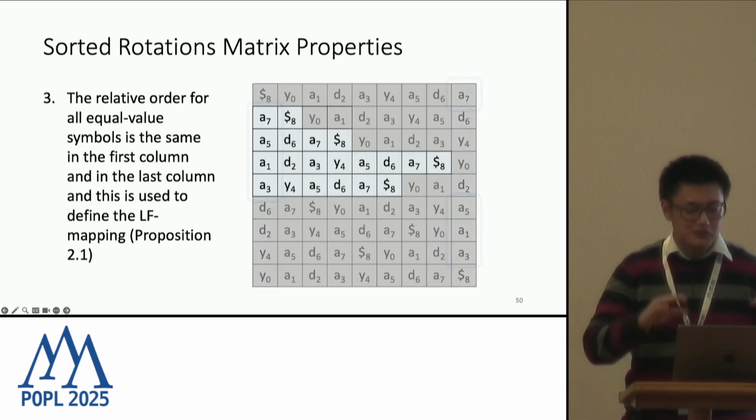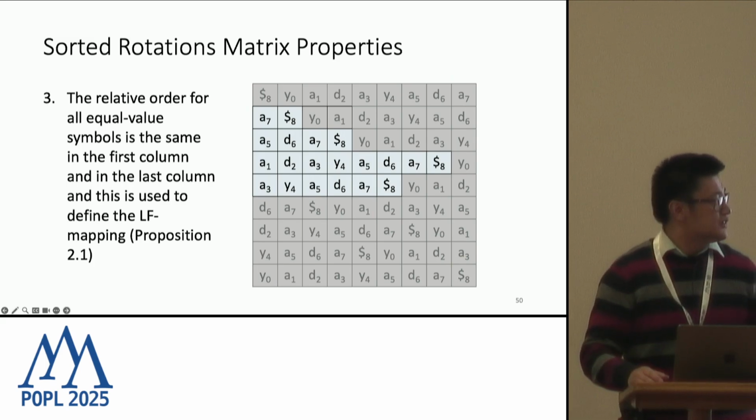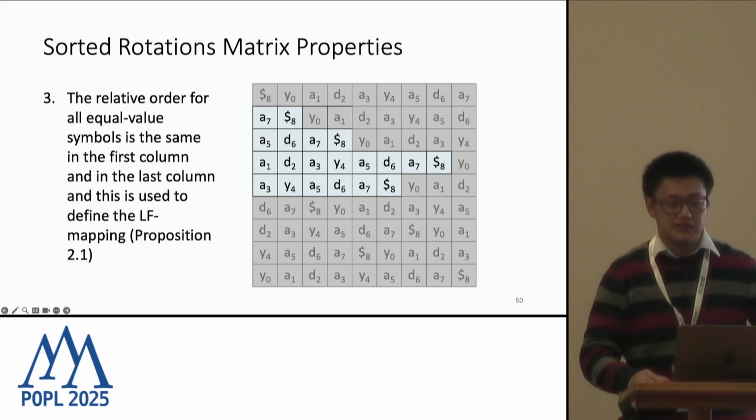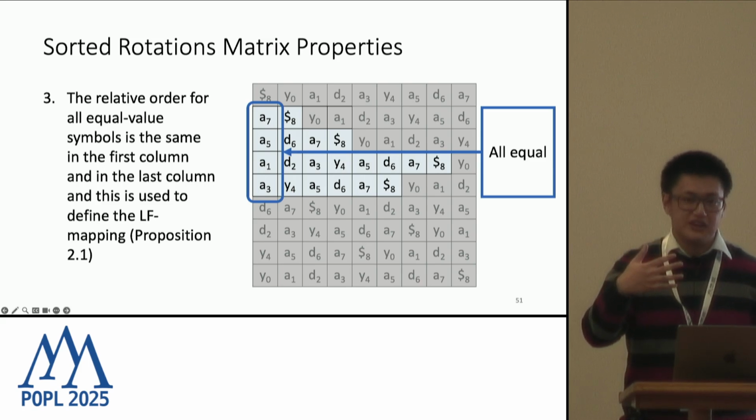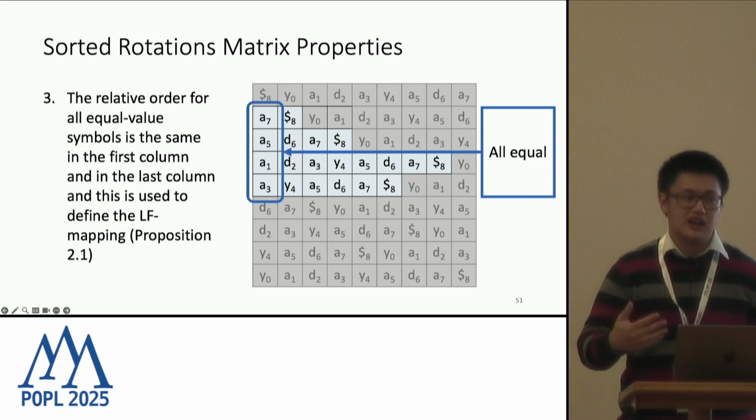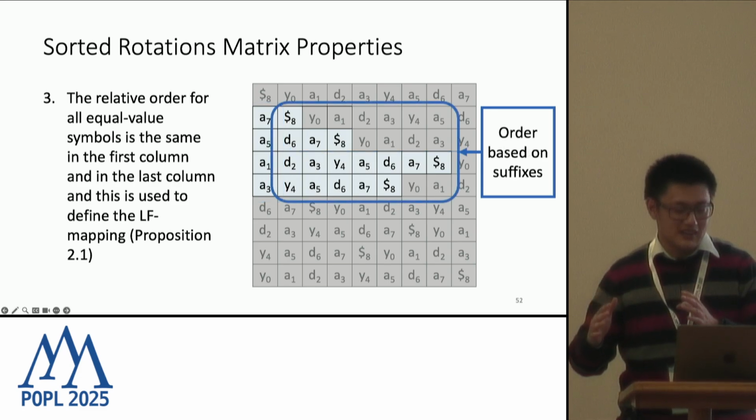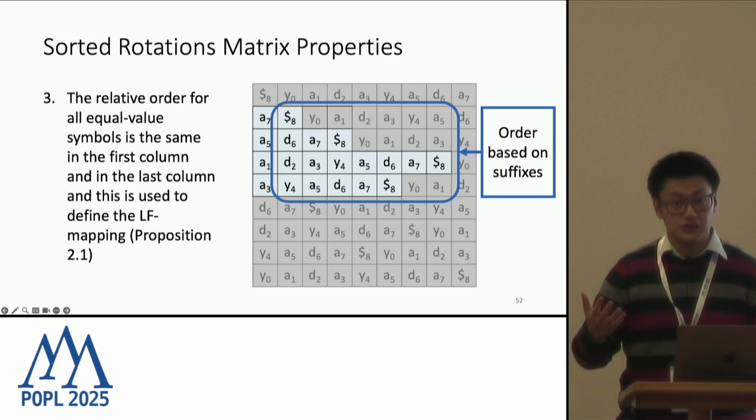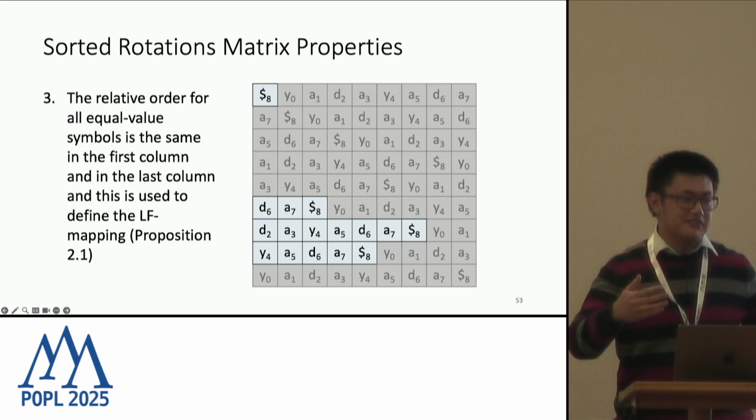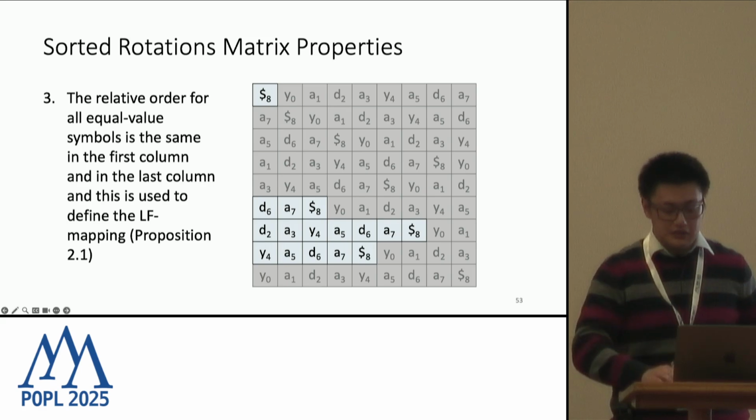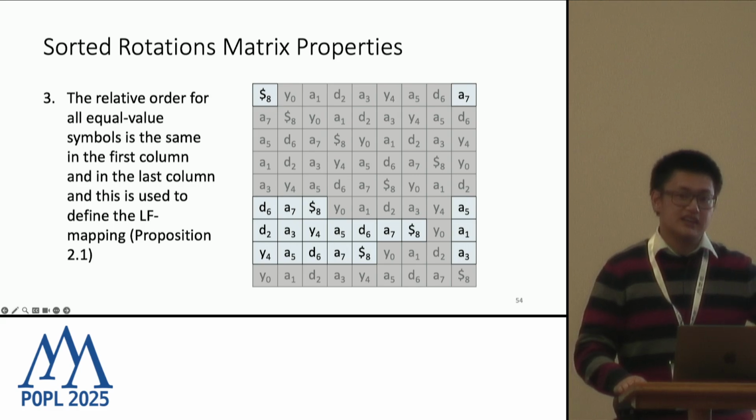So just a bit more about why this property is actually true. Consider the suffixes starting with A. Now, the ordering in the sorted rotation matrix does not depend on the first symbol, as these are all equal, but rather on their suffixes. And since these must be in sorted order, they will have that same ordering in the matrix, which then means that the A's will have that same ordering in the last column.